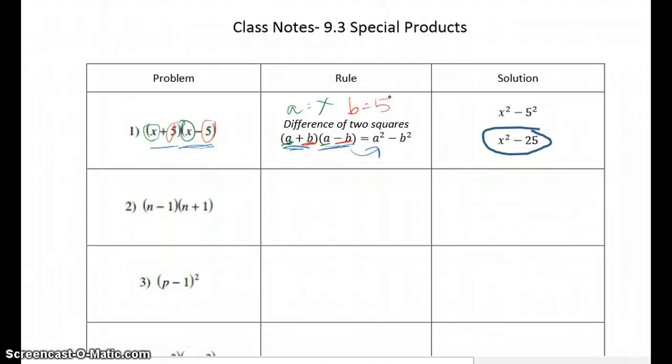So all we do to find our solution is plug in a equals x and b equals 5 into this formula, this rule here. The rule tells us our solution should look like a squared minus b squared. So you plug in x for a and you get x squared, plug in 5 for b and you get minus 5 squared. So the answer would be x squared minus 25.